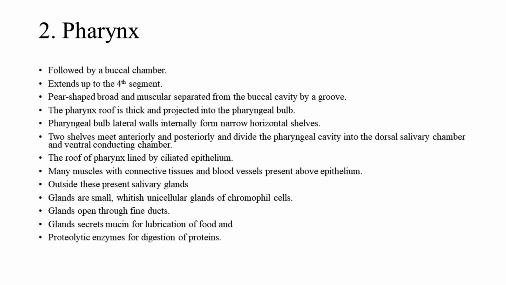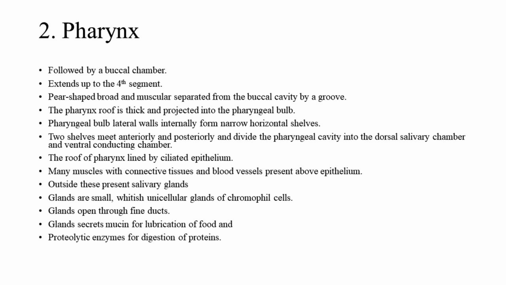2. Pharynx. Followed by the buccal chamber. Extends up to the 4th segment. Pear-shaped, broad and muscular, separated from the buccal cavity by a groove. The pharynx roof is thick and projected into the pharyngeal bulb. The pharyngeal bulb's lateral walls internally form narrow horizontal shelves. The 2 shelves meet anteriorly and posteriorly and divide the pharyngeal cavity into the dorsal salivary chamber and the ventral conducting chamber.